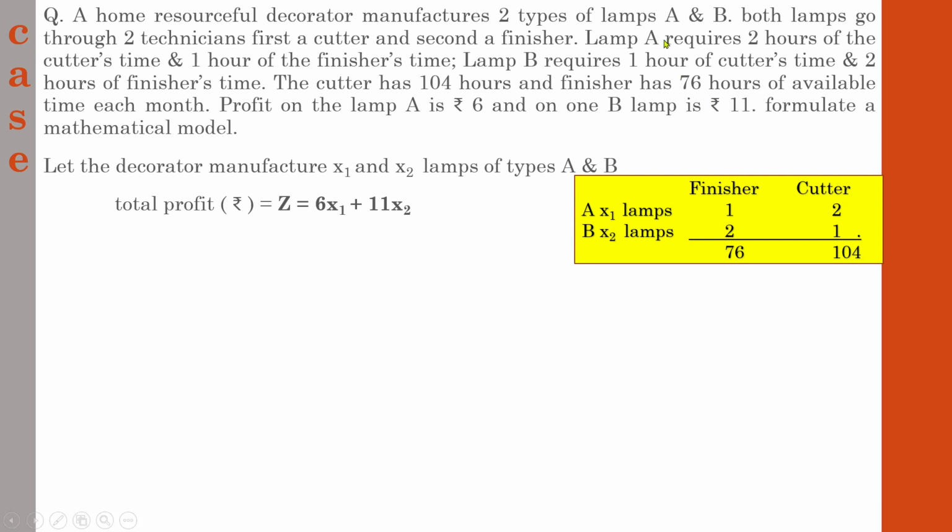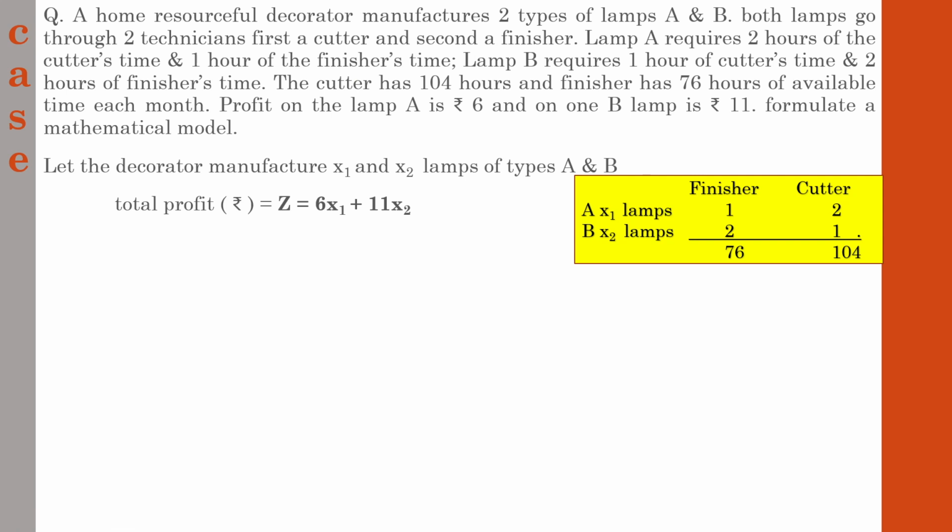In the question it is mentioned that both lambs have to go through two technicians. First is the cutter, second is the finisher. Either way you can write. Lamb A requires, we assume that A be x1, 2 hours of the cutter's time. The details are here. Lamb A requires 2 hours of cutter's time, so let it be 2, and 1 hour of finisher's time.